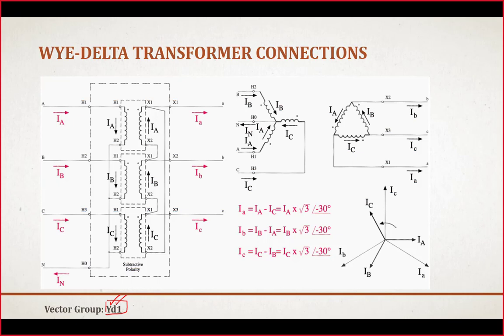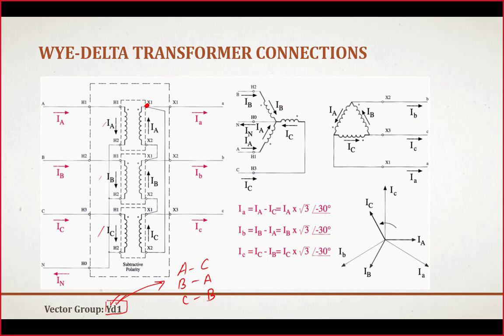It means now delta will be a lagging delta that would be achieved by taking the difference of A and C, B and A, C and B. Now from this diagram you can see here this is the Y side on high voltage side and here delta connection on low voltage side.